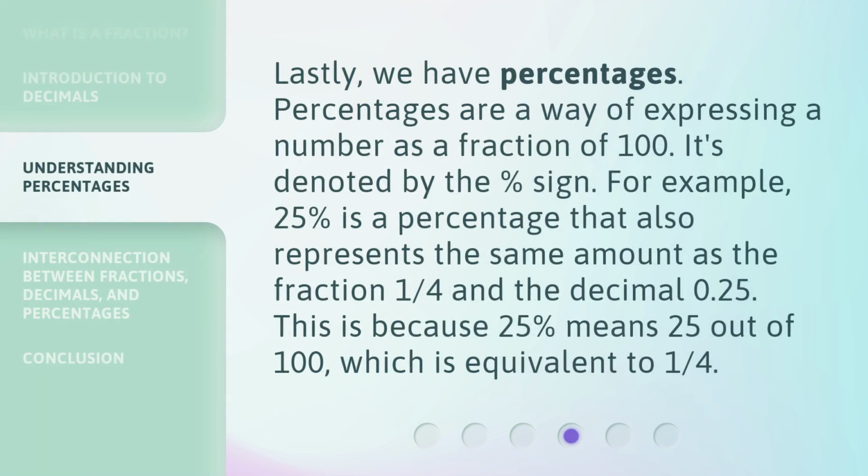Lastly, we have percentages. Percentages are a way of expressing a number as a fraction of 100. It's denoted by the percent sign. For example, 25% is a percentage that also represents the same amount as the fraction 1/4 and the decimal 0.25. This is because 25% means 25 out of 100, which is equivalent to 1/4.